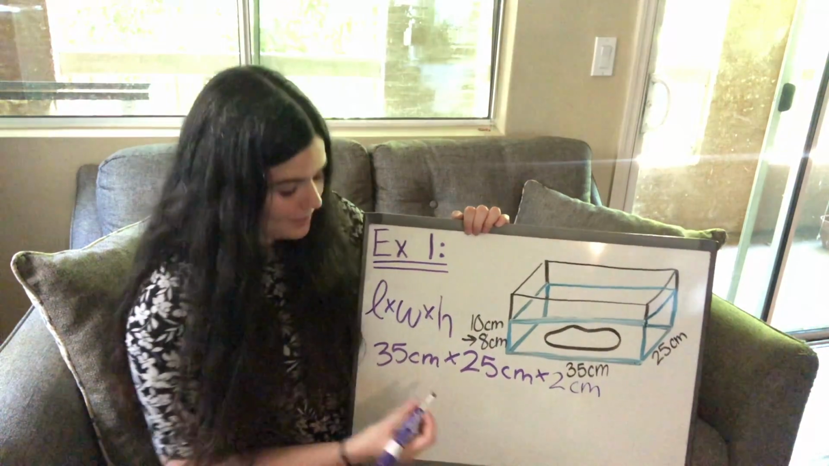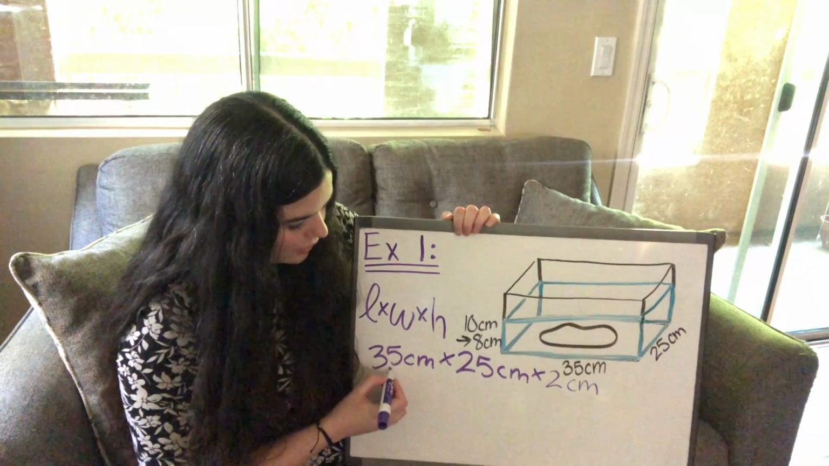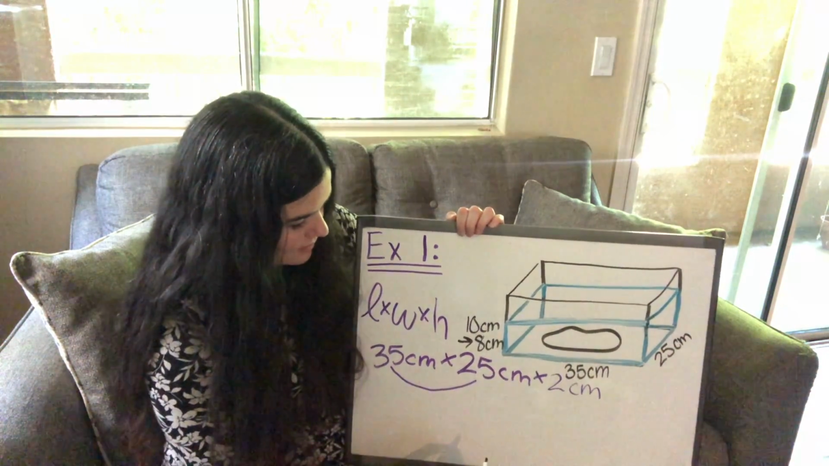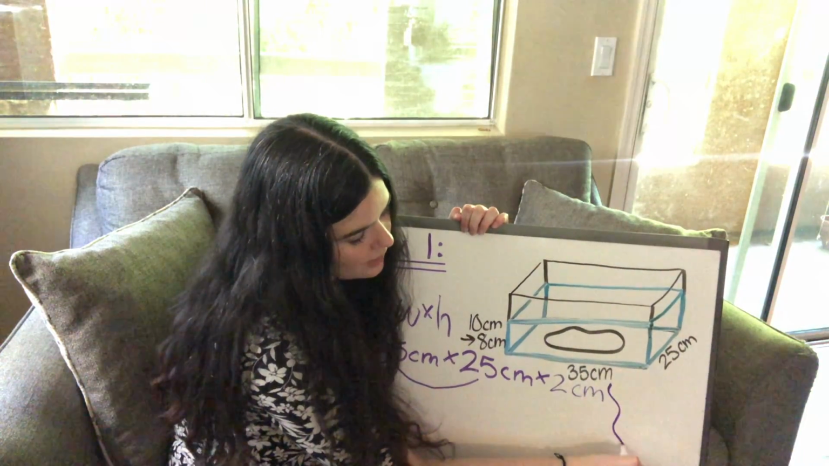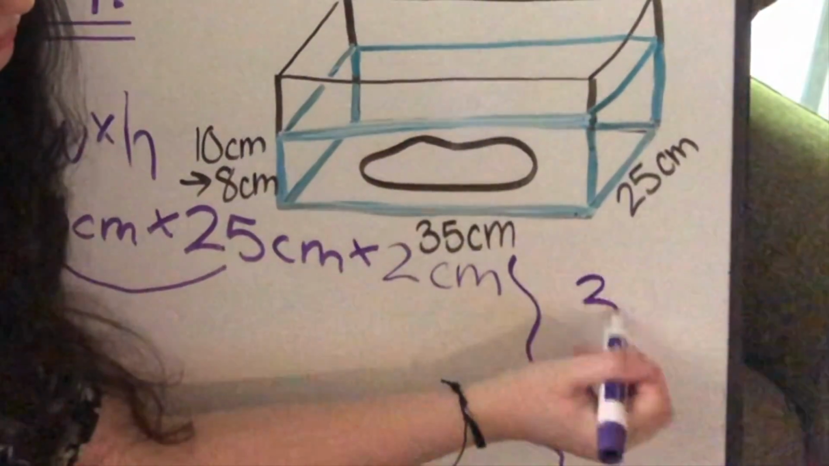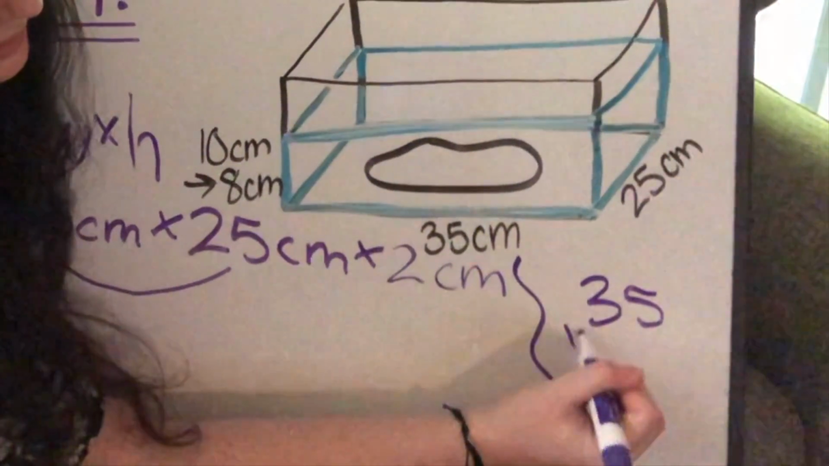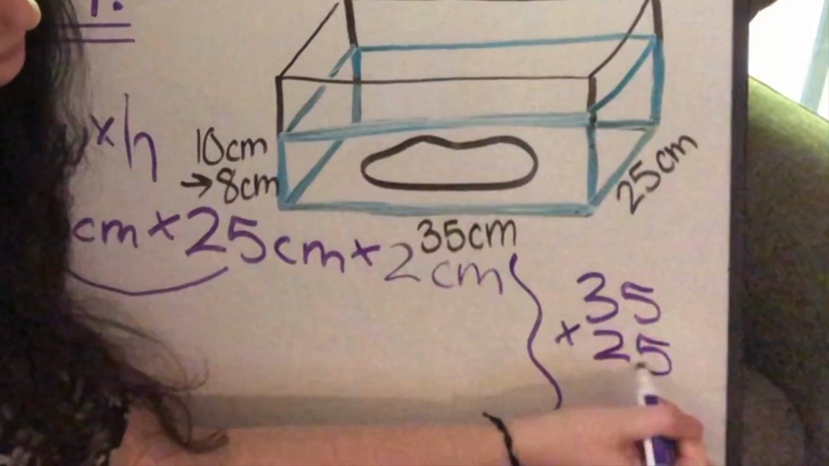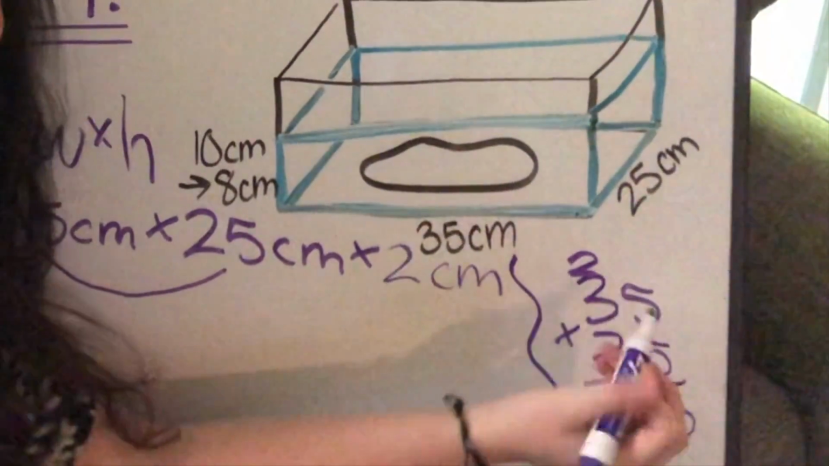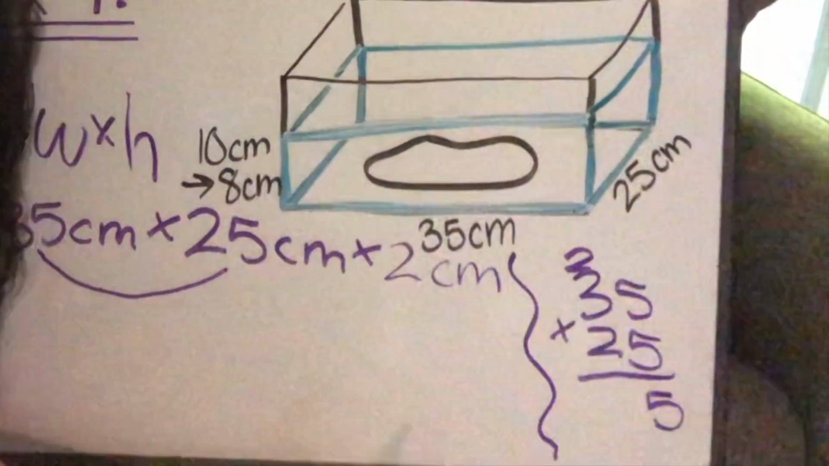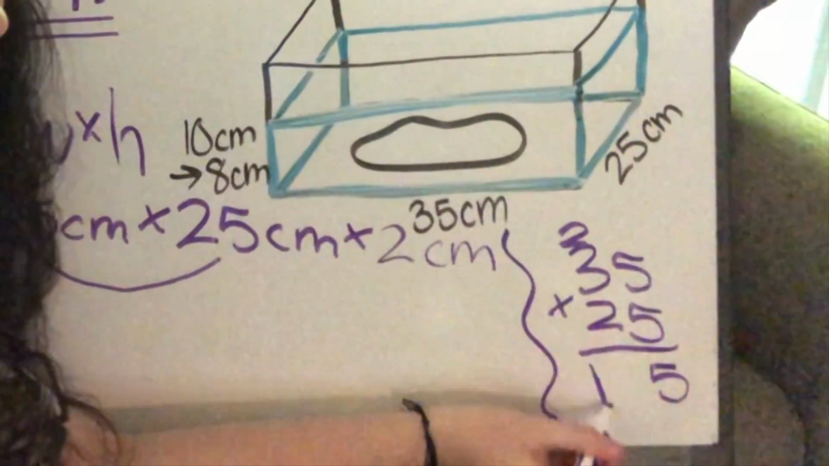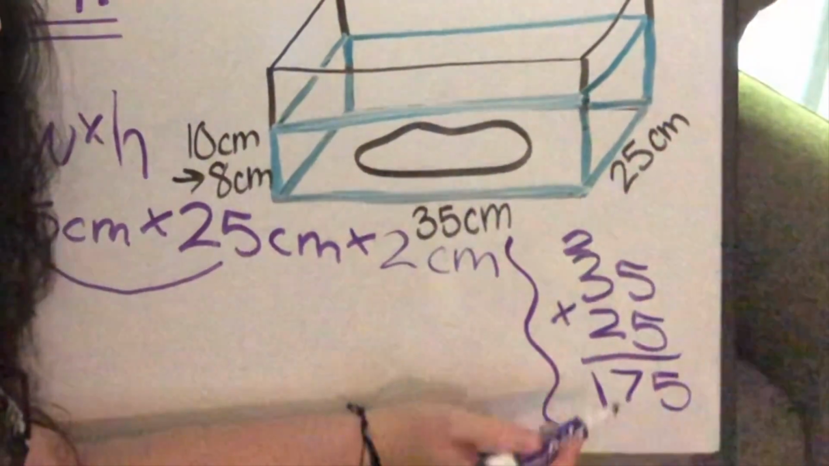Now we can go ahead and multiply this out. 35 centimeters times 25 centimeters. I'm going to go ahead and have my work off to the side. So we have 35 times 25. 5 times 5 is 25. 3 times 5 is 15 with our additional 2, which is 17.